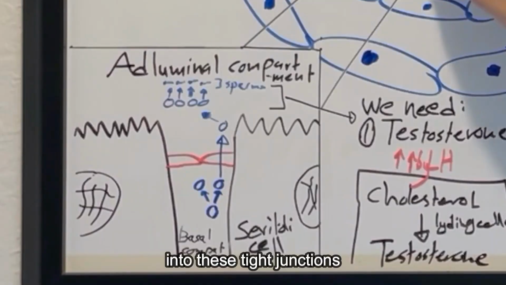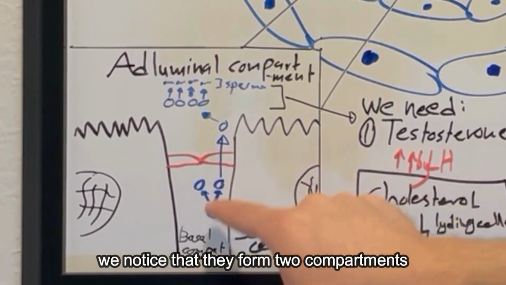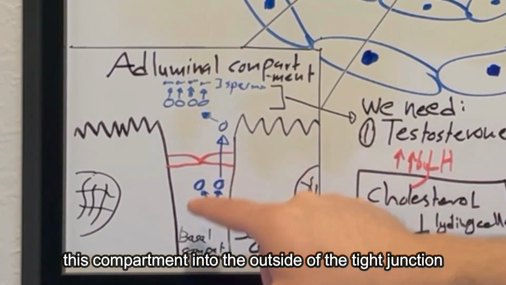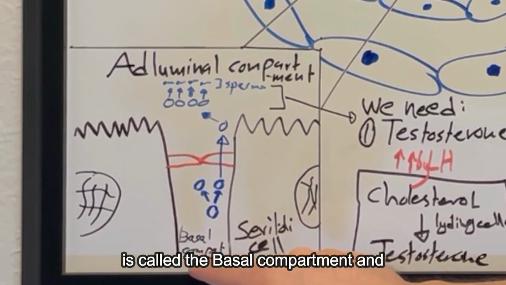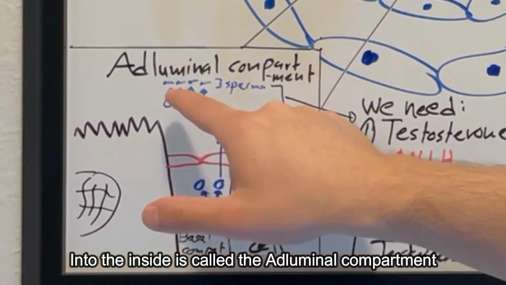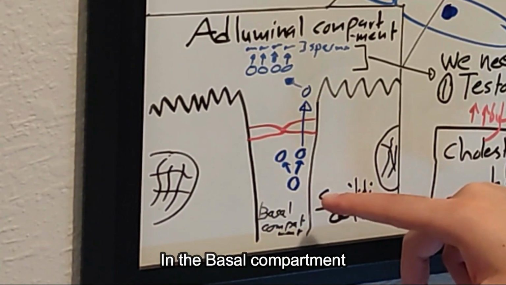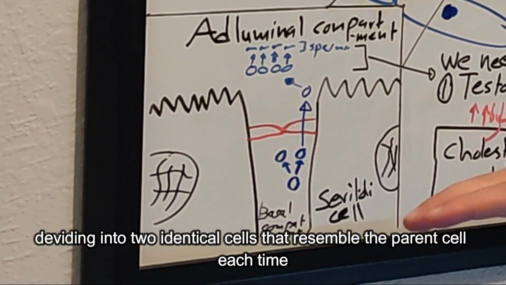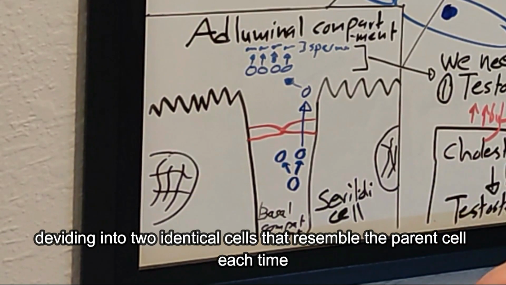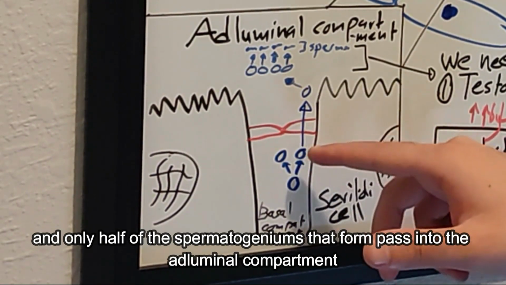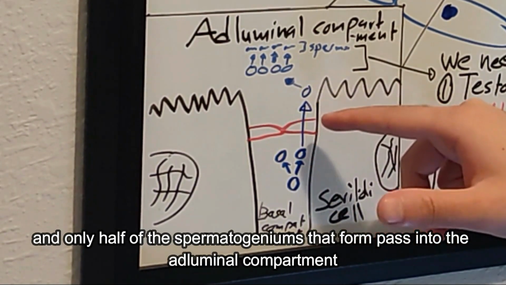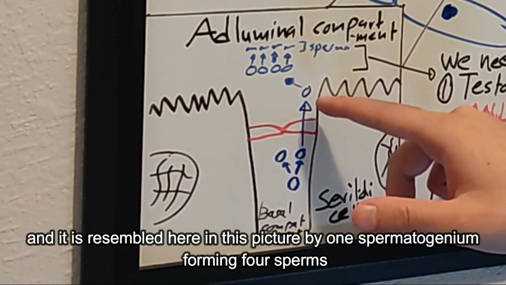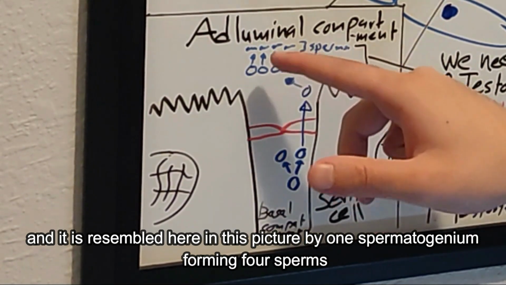When we zoom in into these tight junctions, we notice that they form 2 compartments, one beneath them and one into the inside. The compartment on the outside of the tight junctions is called the basal compartment, and the inside is called the adluminal compartment. In the basal compartment, the spermatogonia undergo mitosis, dividing into 2 identical cells that resemble the parent cell each time, and only half of the spermatogonia that form pass into the adluminal compartment to start the meiosis process, and it is resembled here in this picture by one spermatocyte forming 4 sperms.